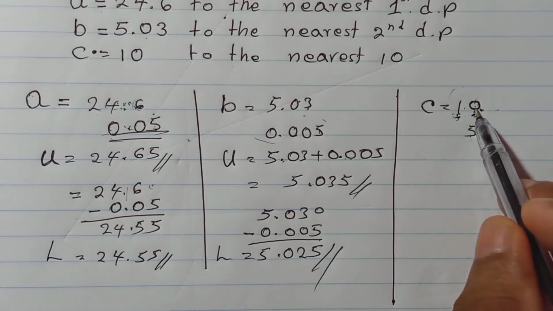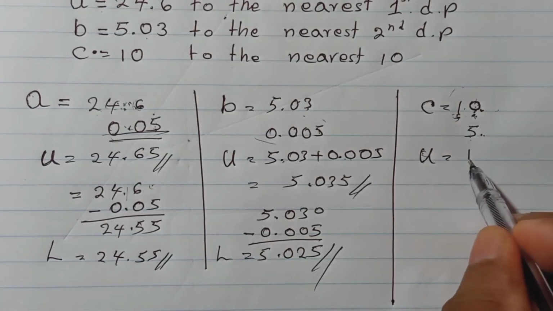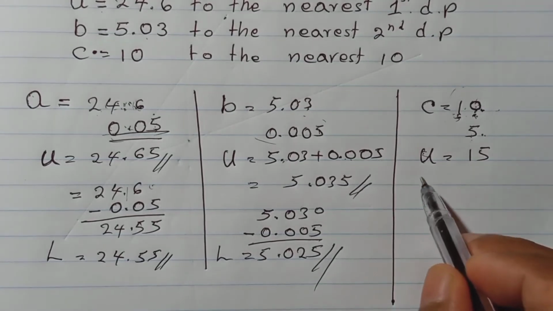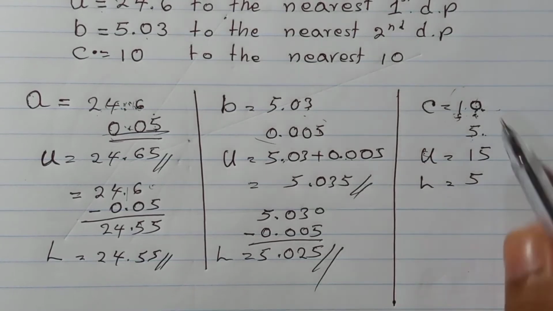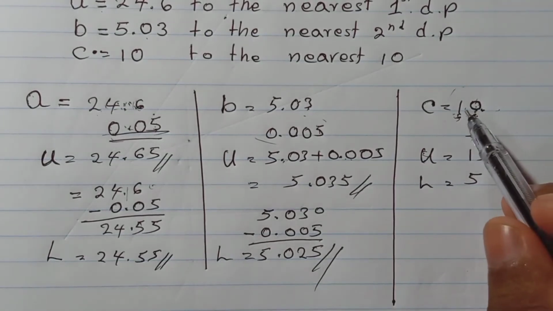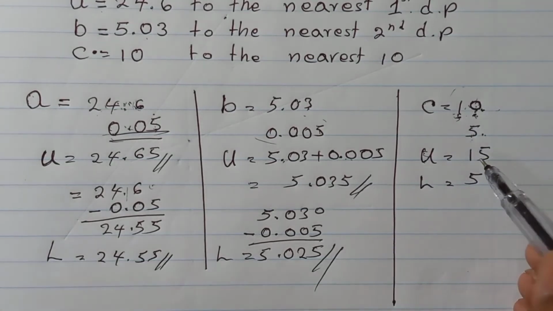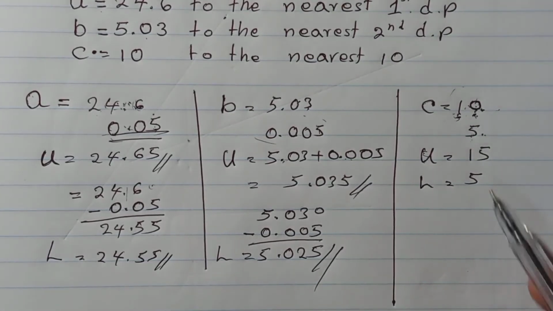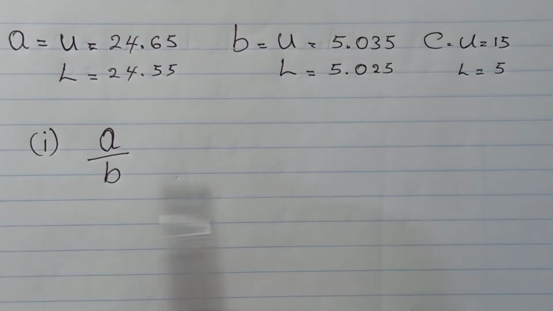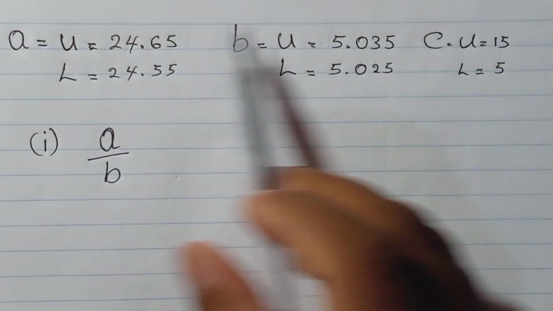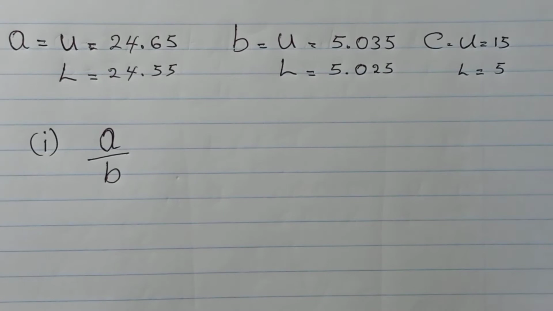Now we need to add this to this, so it will be 10 plus 5, the upper bound, which means 15. So very simple: the lower bound will be 10 minus 5, which means 5. You need to subtract this number from this to get the lower bound. You should add this to get the upper bound. Like that we can get the upper bound and lower bound of these three. Now I wrote the A, B, C upper bound and lower bound here to get a clear idea.